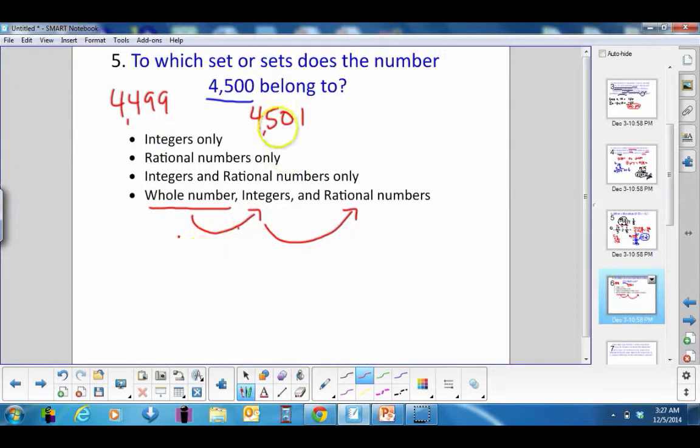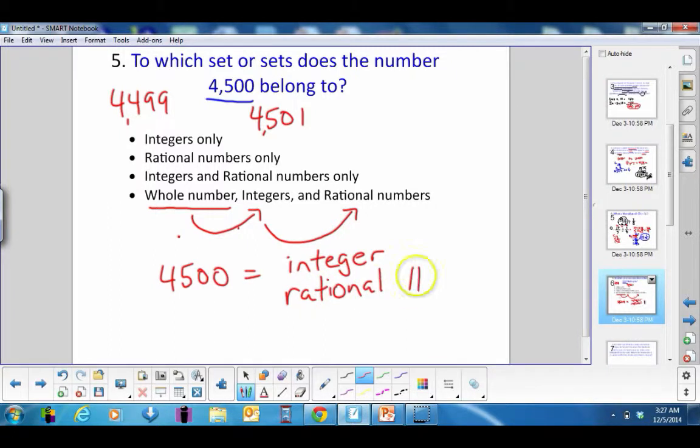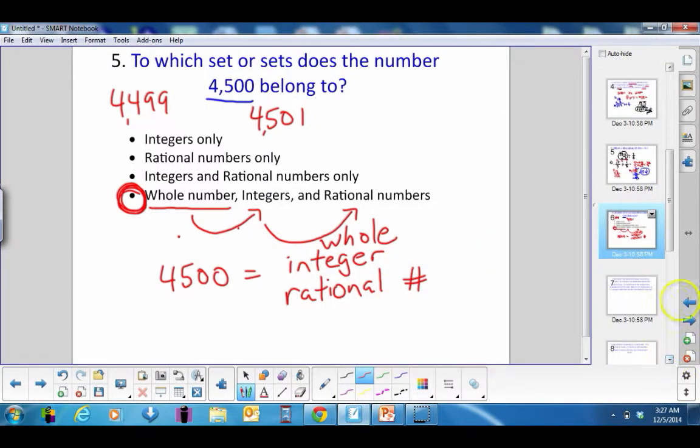So that means the number 4,500 is an integer. It's also a rational number, and it's a whole number. So the category I would circle would be this one right here. Whole number, integer, and rational number. Okay, very good. Moving on.